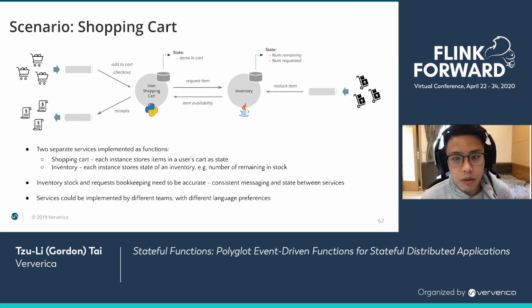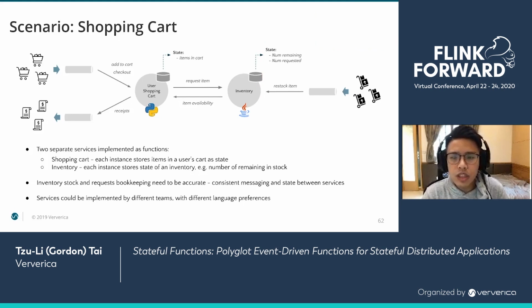The scenario for this demo is a simple shopping cart example. So we have two separate services here implemented as functions. First one is a shopping cart where each instance stores items of a user's cart in state. And the next we have an inventory service in which each instance of this inventory function type stores state of an inventory, for example, the number of remaining items of this inventory in stock.